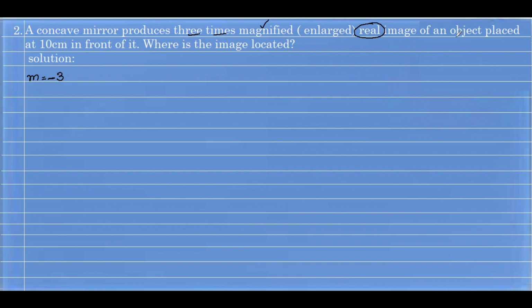The magnified real image of an object is placed at 10 centimeter, so the object distance is given. Object distance is represented by u and it is a concave mirror. In a concave mirror always the object will be placed on the left hand side. If it is on the left hand side then the object distance will be negative, right? So object distance is minus 10 centimeter. Then we need to find out where the image is located, that is, the image distance.